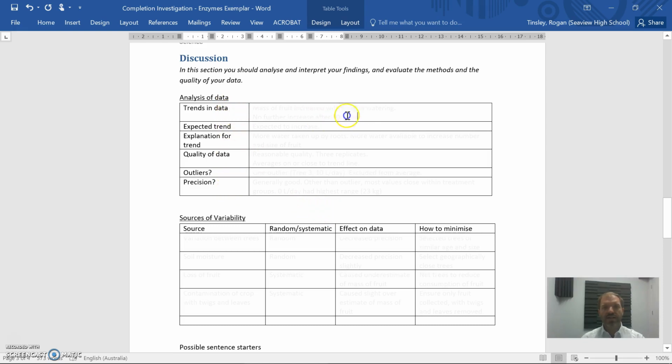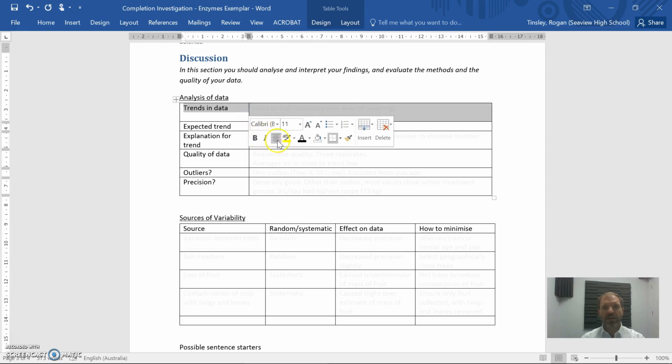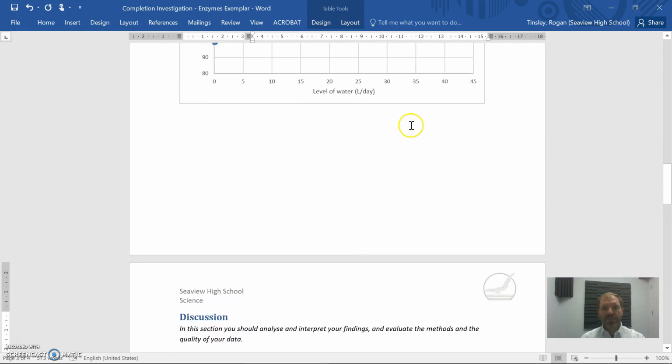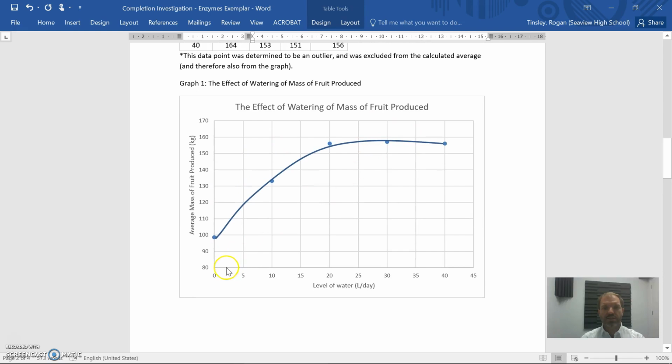So what are the trends of the data? Let's have a look at what I've written in here. The mass of fruit increased with the level of watering and no further increase was found after 20 litres per day. So all we're doing there is just looking at this, it's increasing, but it doesn't increase forever, it levels off at 20. So that's really the first part of interpreting your findings, is to just tell me about the trends in the graph.